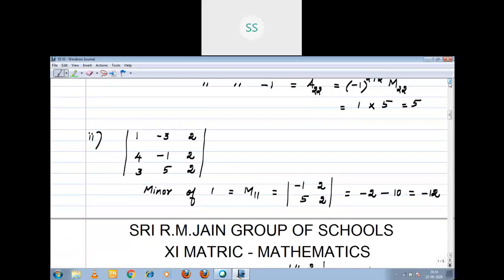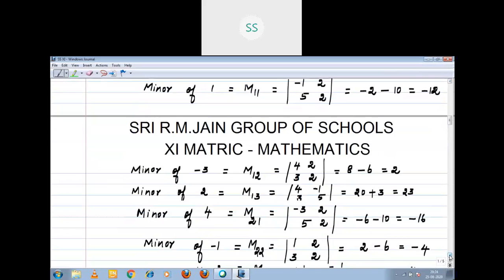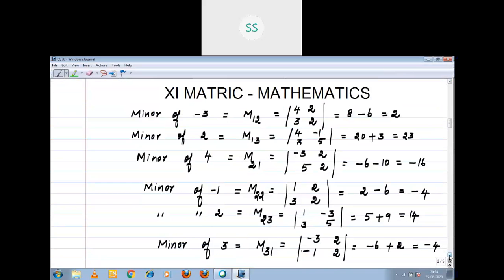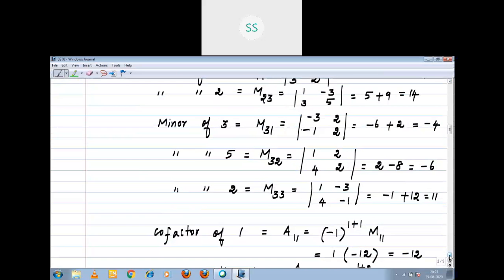Then the first row and first column should be deleted. The rest of the entries are minus 1, 5, 2, and you arrive at the result as minus 12. The same way I did everything. I'll slowly scroll and show you. You have to understand what we did. Right? Got it? Cofactor is nothing but a signed minor.